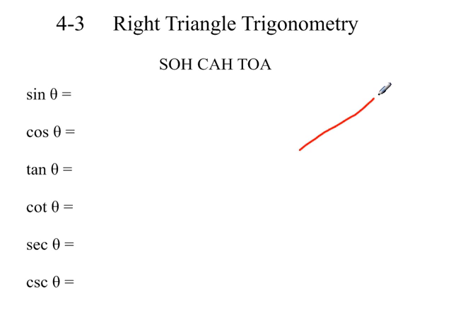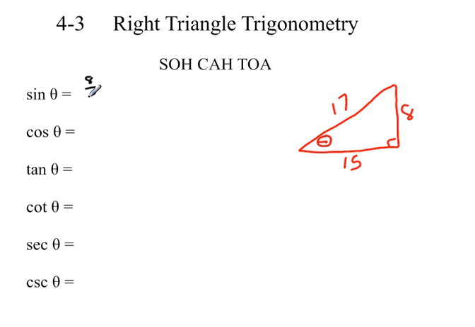So I'm going to draw a right triangle. Let's put theta right here in this lower left-hand corner. And I'm going to give it some dimensions. Let's call this 8. Let's call this down here 15. Let's call this 17.